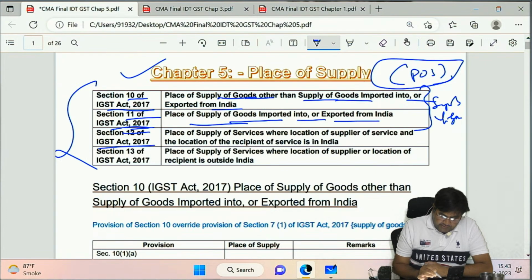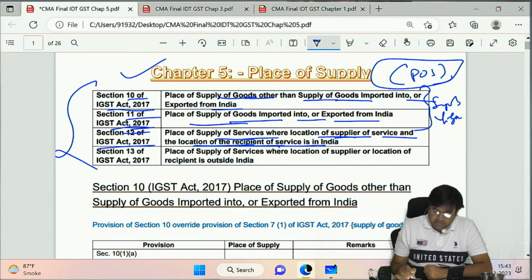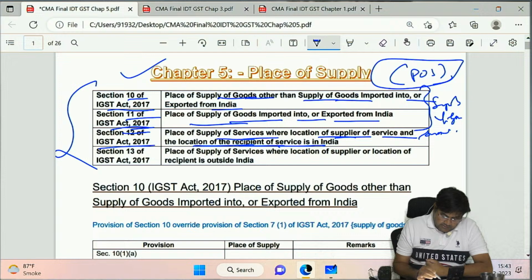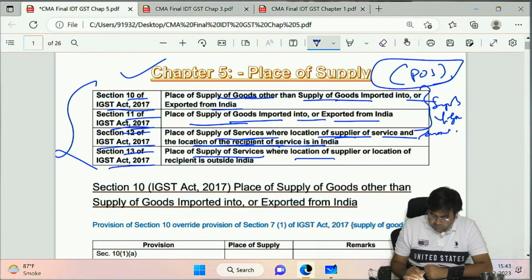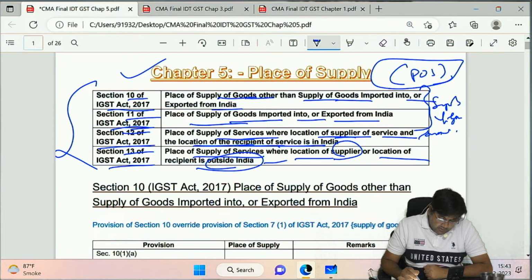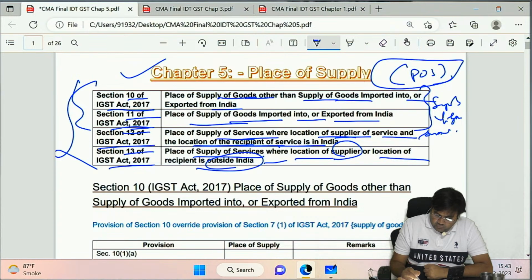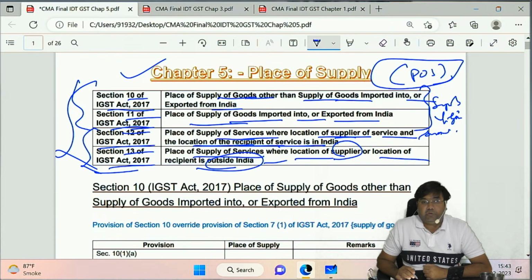Section 12 of IGST Act 2017, place of supply of services where the location of supplier of service and the location of the recipient of service is in India. If both the people are in India, this is basically for supply of service. And then section 13 is also related to supply of service where the location of supplier or location of recipient is outside India. So one person is outside India. So section 10 and 11 relate to supply of goods, and section 12 and 13 are basically to determine the place of supply of services.